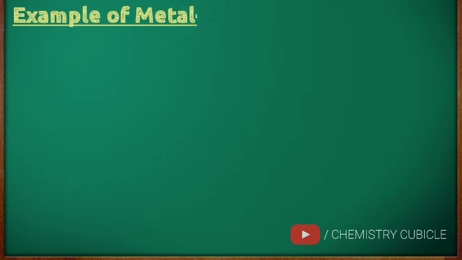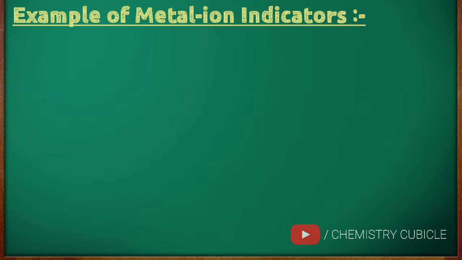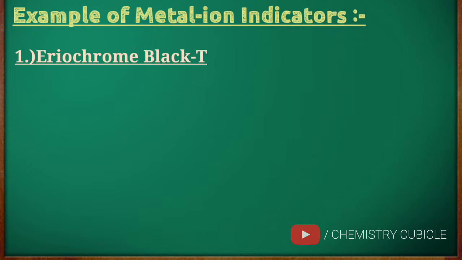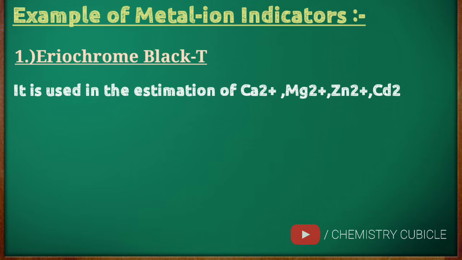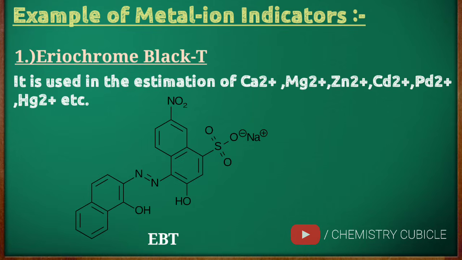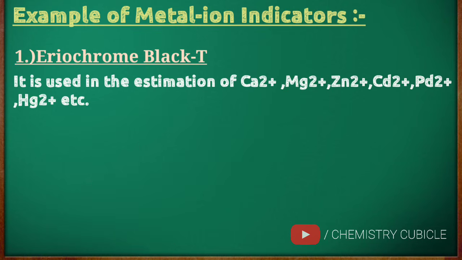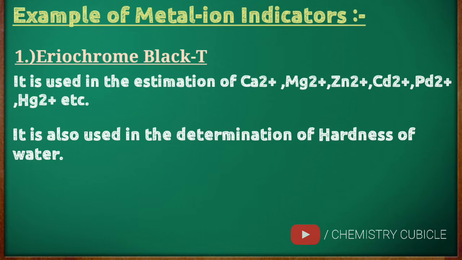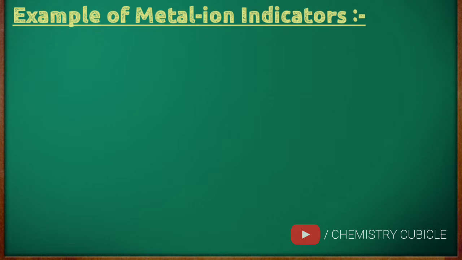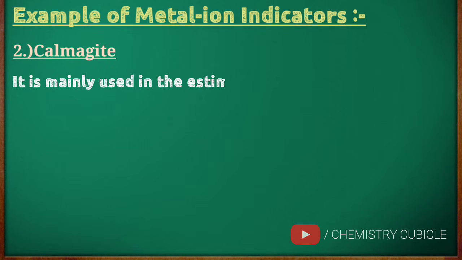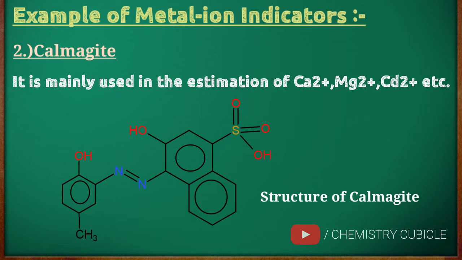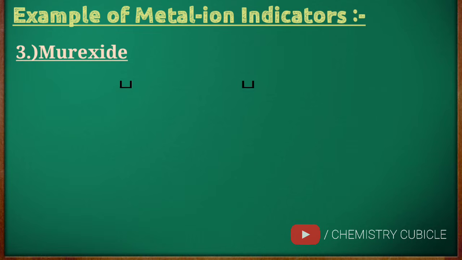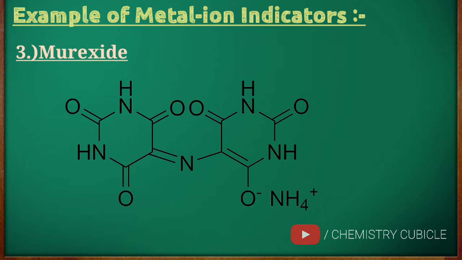Now, the examples of metal ion indicators are: the first one is Eriochrome Black T. It is used for the estimation of calcium, magnesium, zinc, cadmium, palladium, mercury, etc. And it is also used in the determination of hardness of water. The second metal ion indicator is calmagite, which is mainly used for the estimation of calcium, magnesium, and cadmium, etc. The third metal ion indicator is murexide.